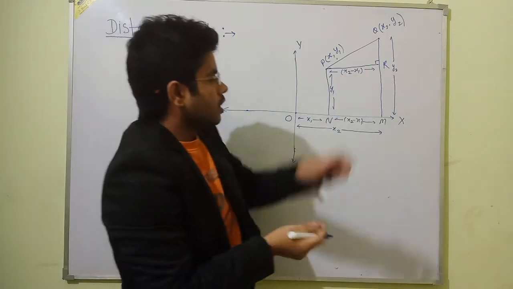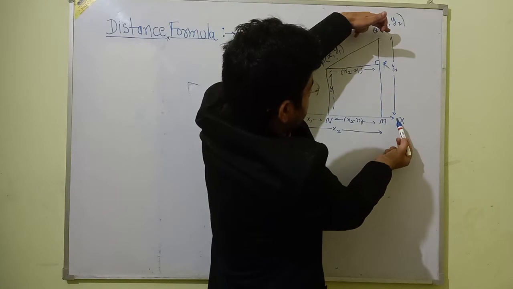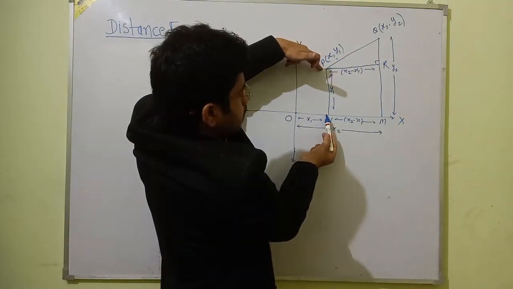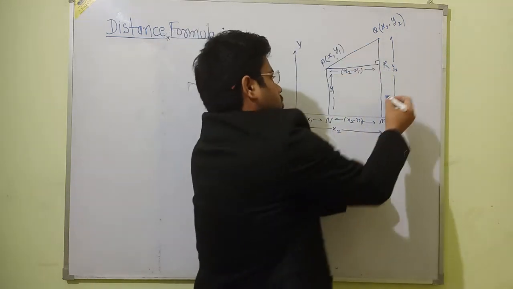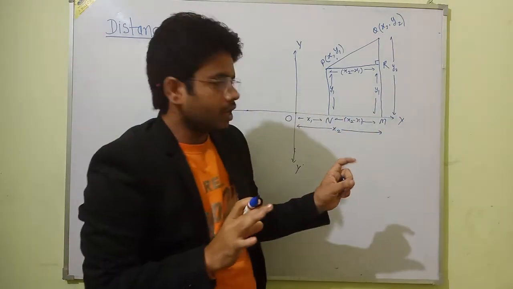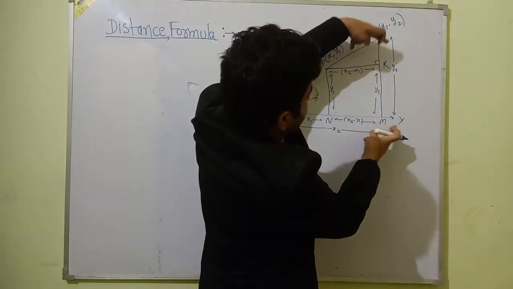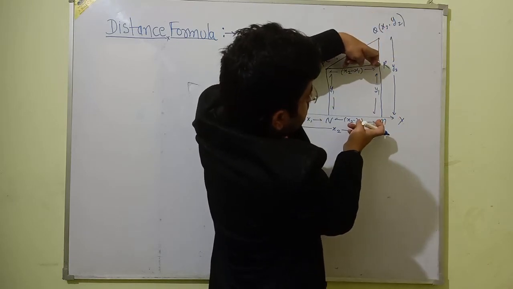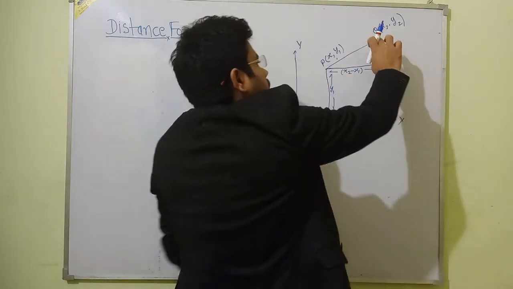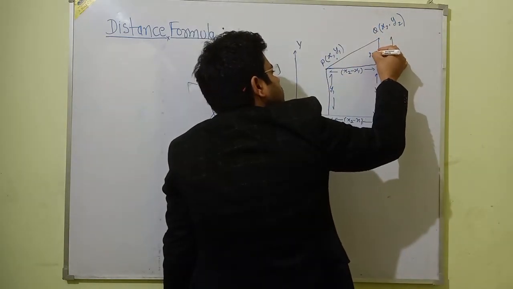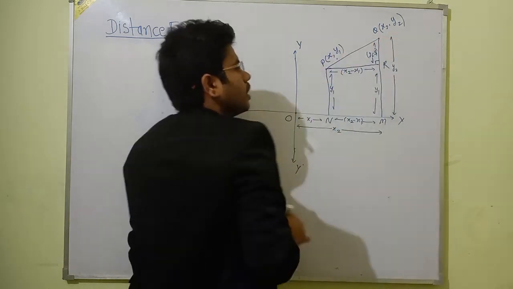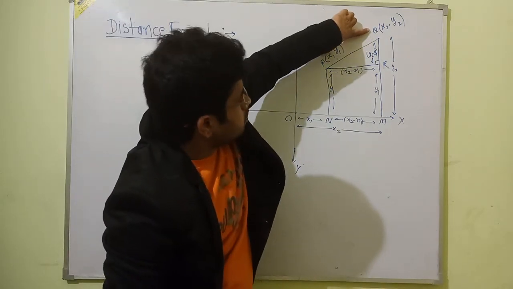In the same case, this whole distance is y2 and this part is y1, then the opposite side of the rectangle will also be y1. So if we subtract y1 from y2, if we subtract this distance from the whole distance, then we are left with QR. So QR will be y2 minus y1. Now we have to calculate this distance PQ.